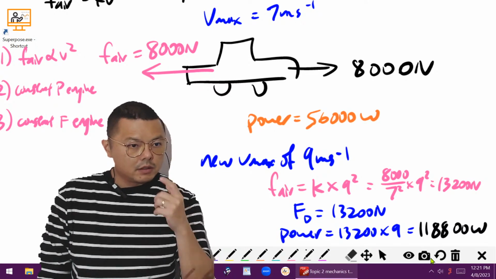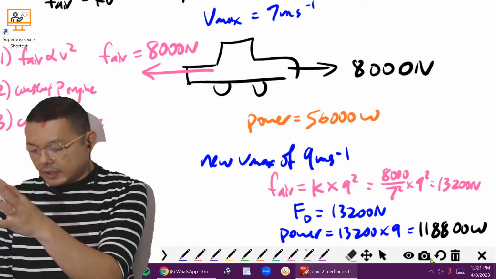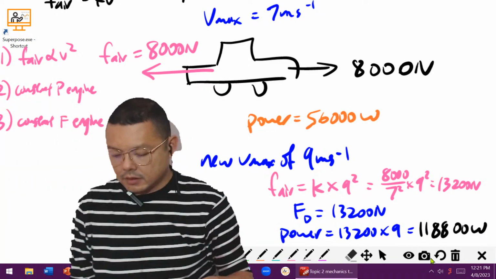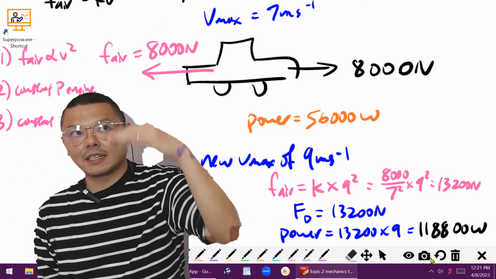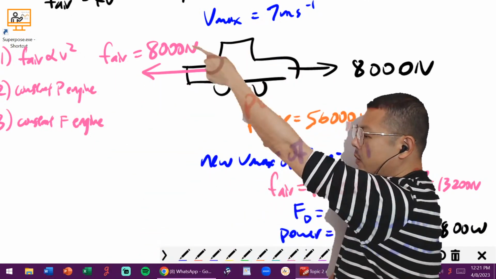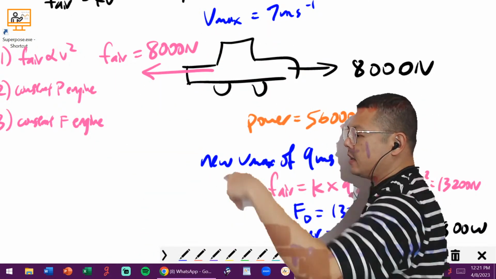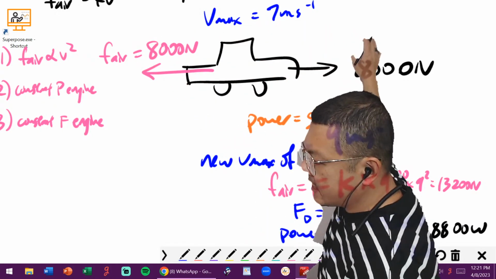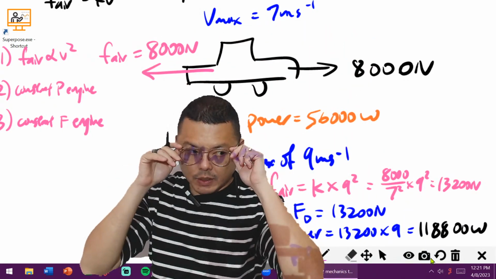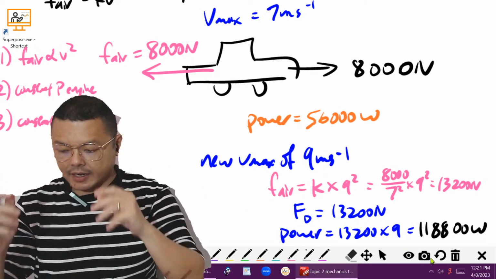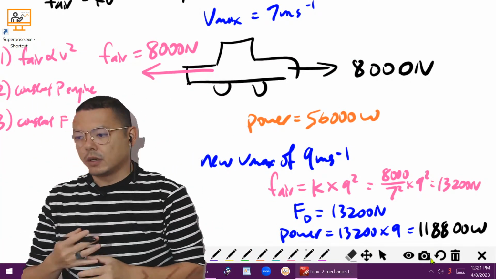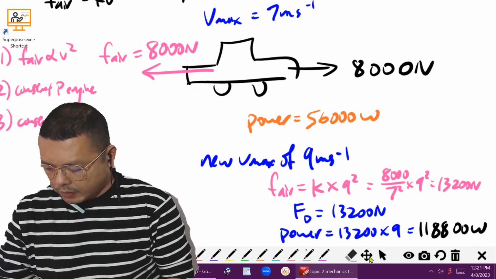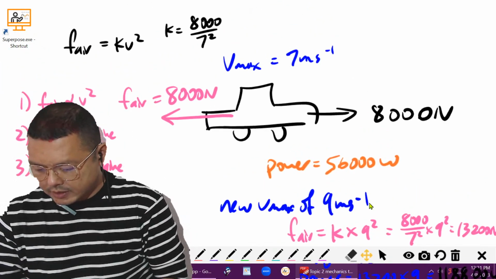Okay? Good. So this is one of the higher order kind of questions when it comes to power. P equals to FV, with maximum velocity, with air resistance and driving force. This is actually quite a common question, and if I were to set an exam, I'll definitely set this question, because I want students to get confused by this thing here.